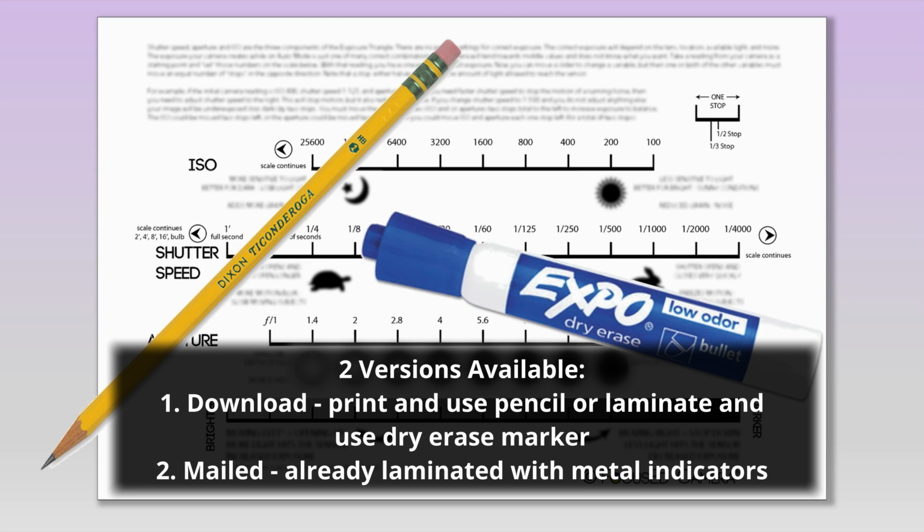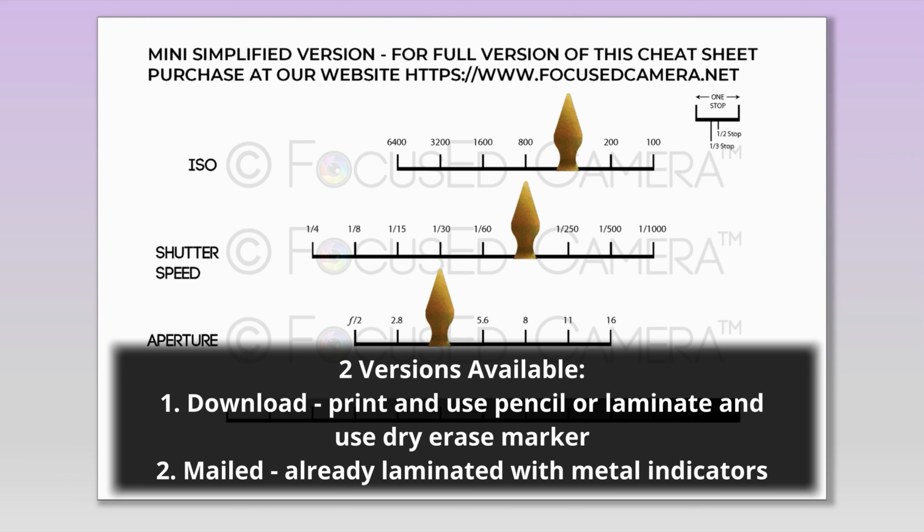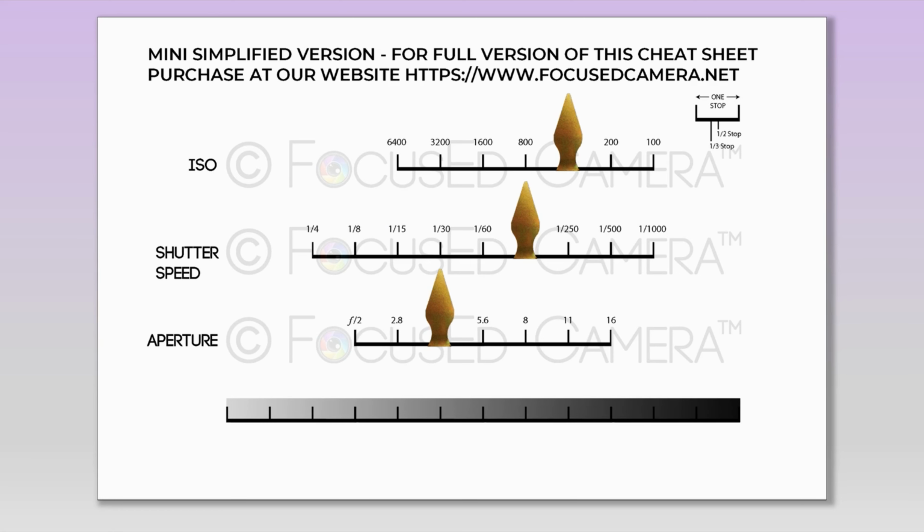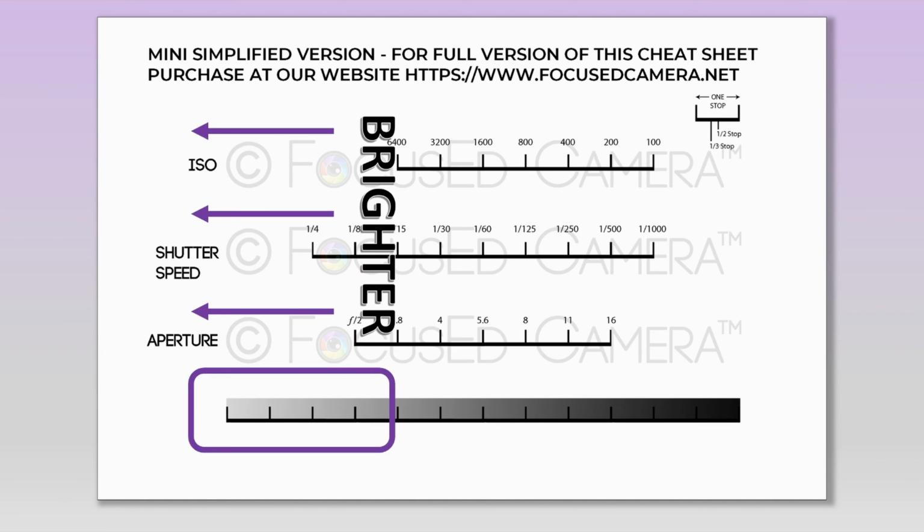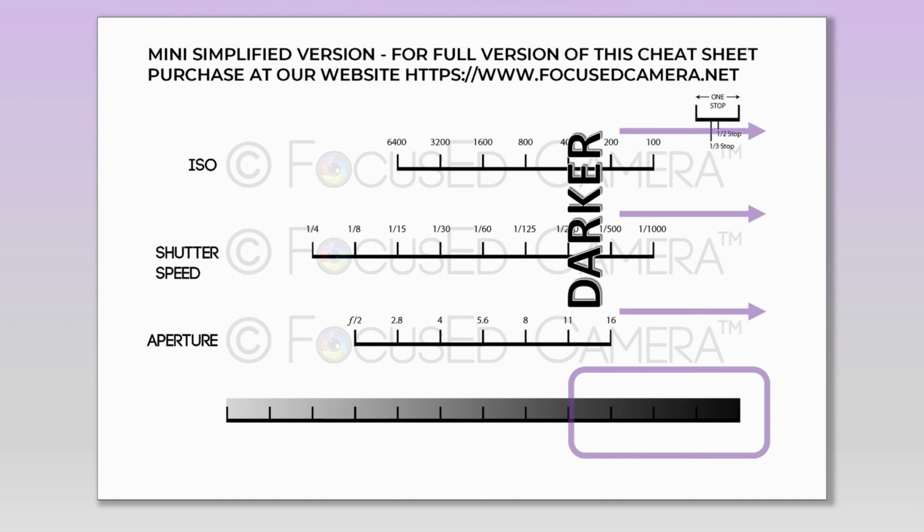You can follow along with how we balance exposure even if you don't have this tool. In this video, we are using a simplified version. Purchased versions have more information, instructions, and details included. With the laminated version we mail out, you use these little markers that can be moved. Notice the three factors are all lined up so that brighter exposure is on one side and darker exposure is on the other.